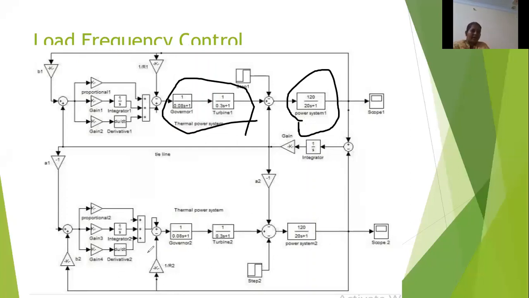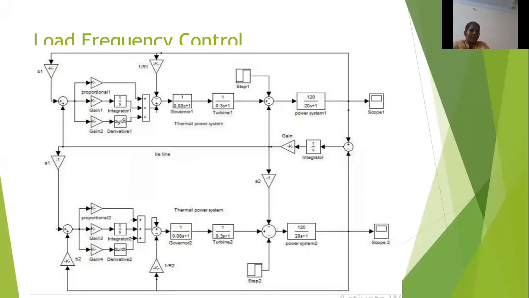This total part includes your controller. Here we have included a proportional, derivative and integral controller, a PID controller, which is always monitoring the incoming signal to the governor. The governor will be acting as a process controller to the turbine.